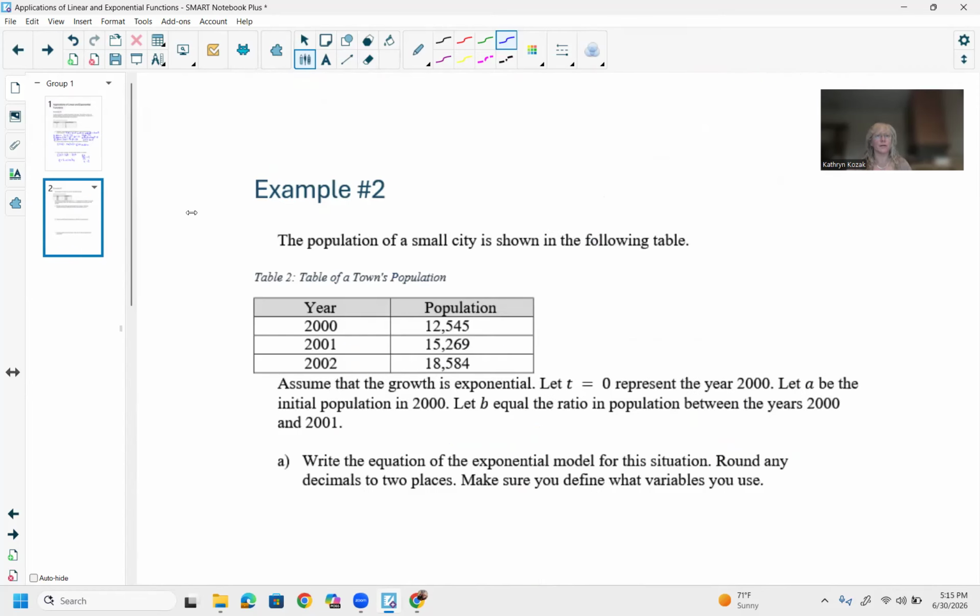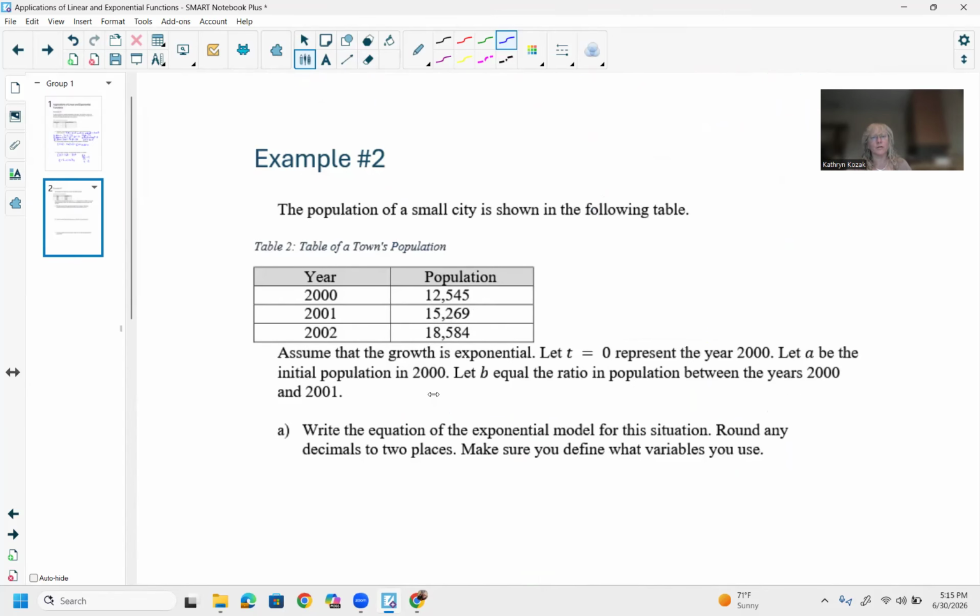All right, let's go to another example. In this example, the population of a small city is shown in the following table. So we have table 2, a table of a town's population. Year 2000, the population is 12,545. In the year 2001, the population is 15,269. In the year 2002, the population is 18,584.